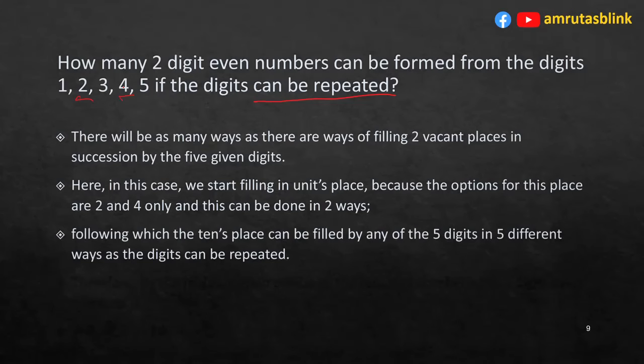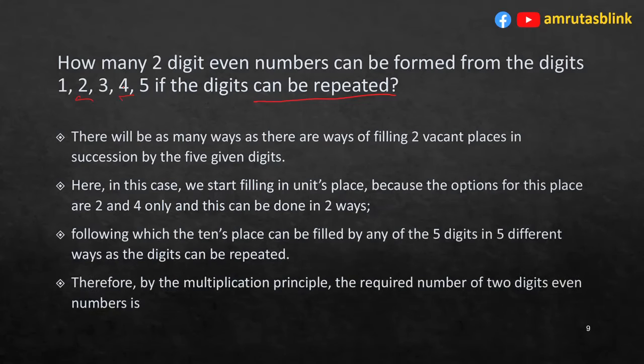So the remaining tens place can be filled with any of the 5 digits. So this tens place can be filled in 5 ways. Hence the required numbers will be 2 into 5, that is equal to 10. So out of 1, 2, 3, 4 and 5 we can create 10 different 2-digit even numbers when repetition of digits is allowed.